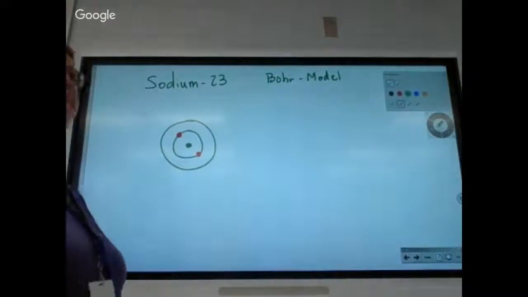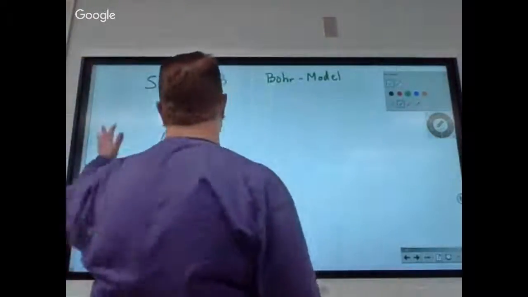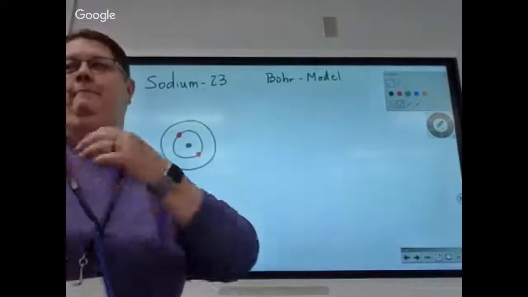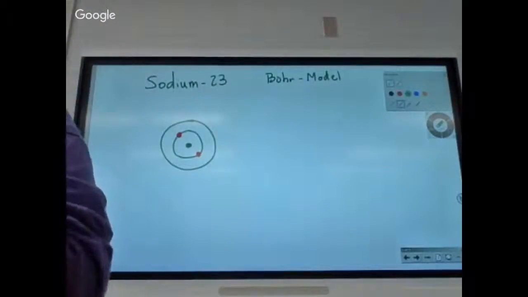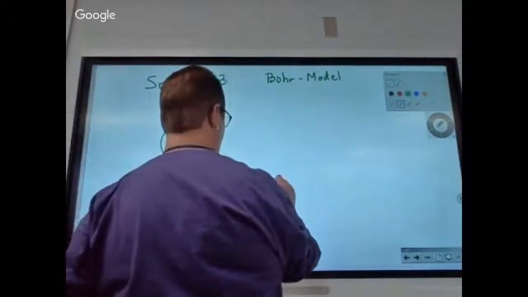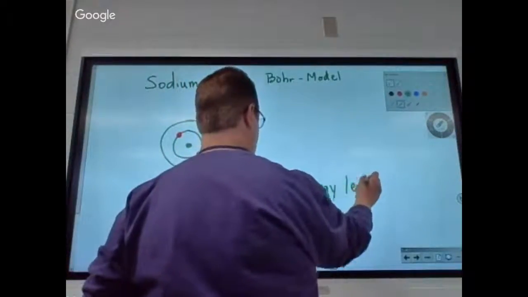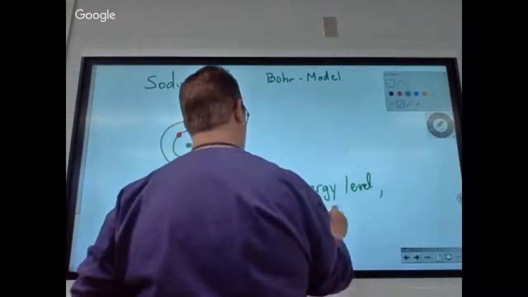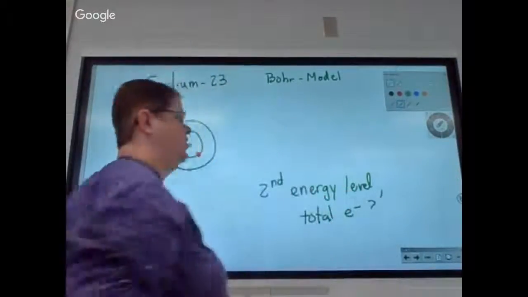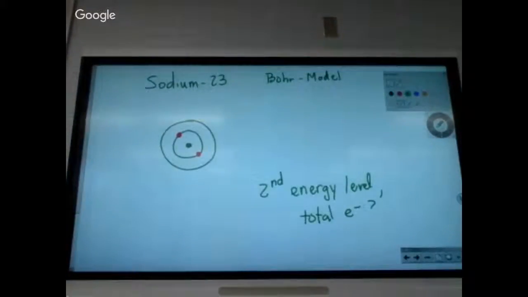Try again. All right. Test is Friday. The second energy level. Y'all better pray this question's not on the test. If you're like me, you're visual. You like to see it written instead of just auditory and liking to hear it. All right? The second energy level, how many total electrons? 8. That's a better answer.